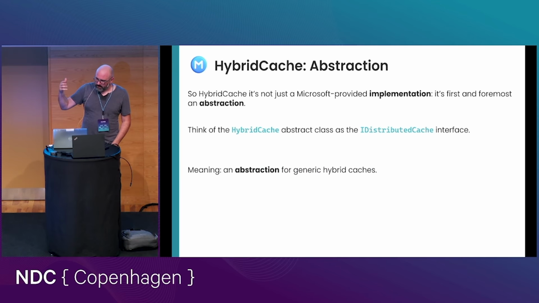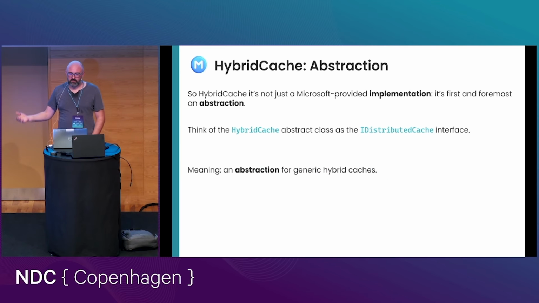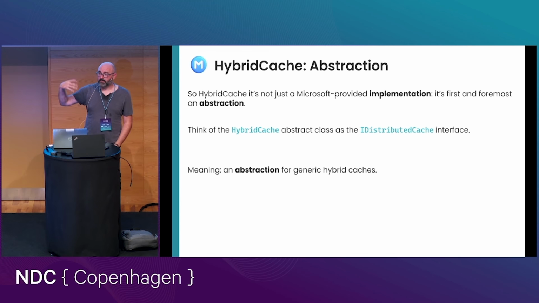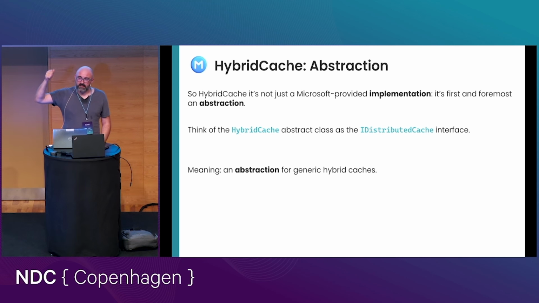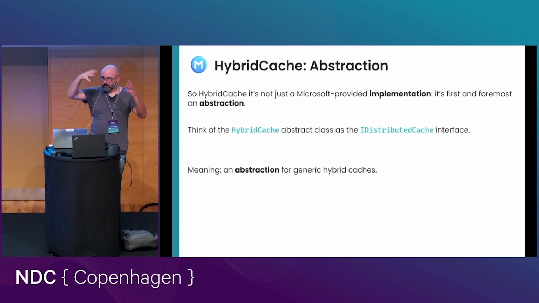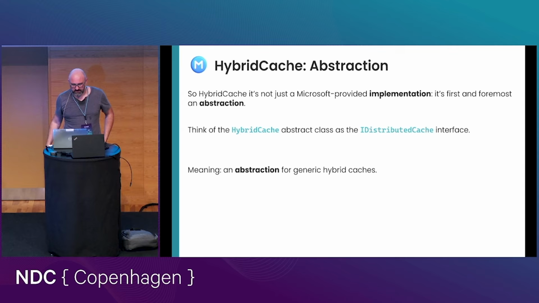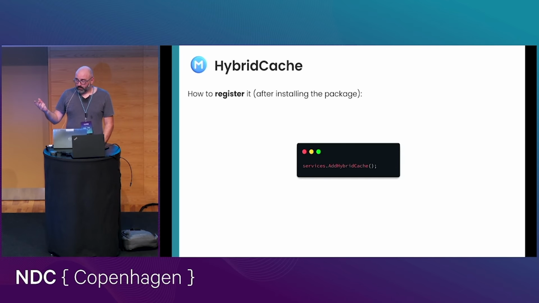So again, it's not just a Microsoft-provided implementation, it's also, and first and foremost, a first-party abstraction, which is really cool, and we'll see why in a second. So think of the HybridCache abstract class as the IDistributedCache interface. Again, an abstraction for generic hybrid caches. How can you use it? Well, you install the package, which is, again, separate from .NET itself, and you basically do services.AddHybridCache. That's it. You've probably already done this.